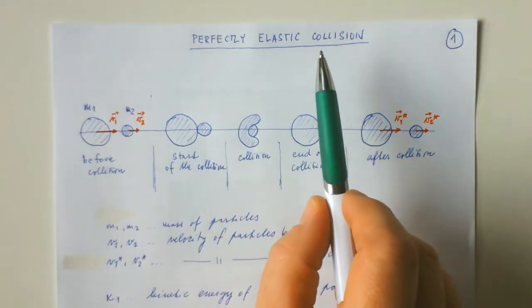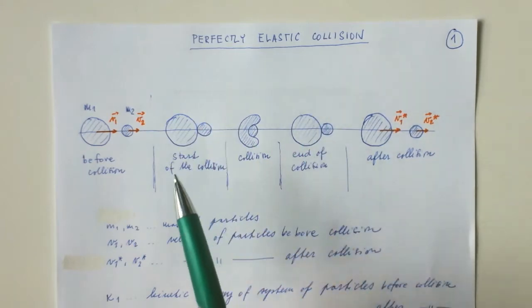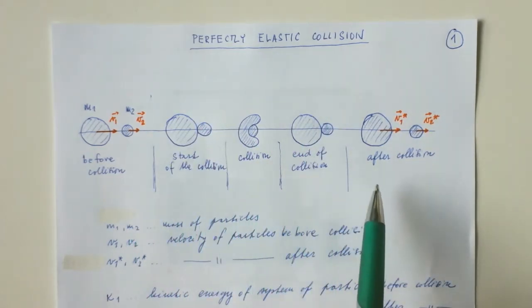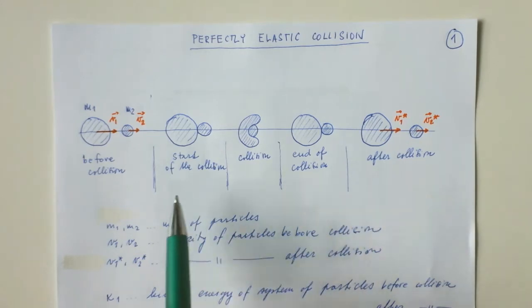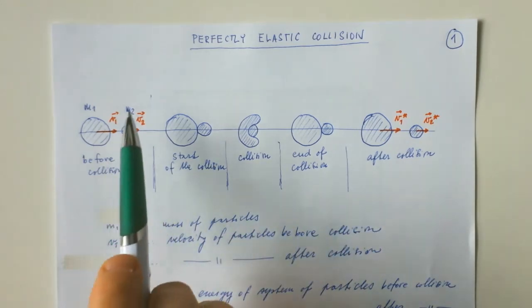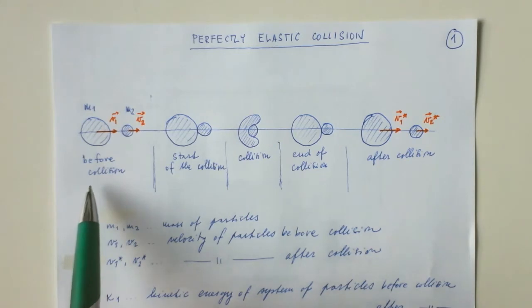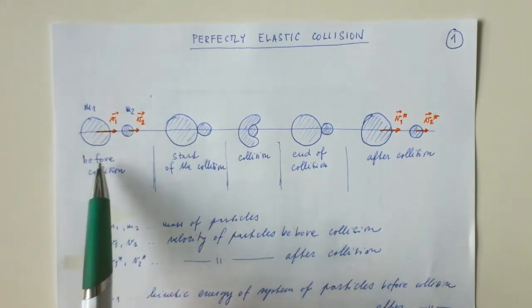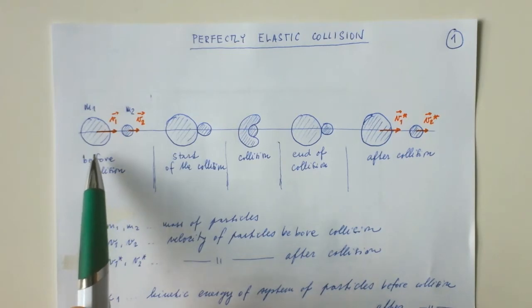Perfectly elastic collision. So this is a scheme of the process of a perfectly elastic collision, how we see it from the point of view of mechanics. There is a phase before collision. We can see a system of particles. So let's consider only two particles.